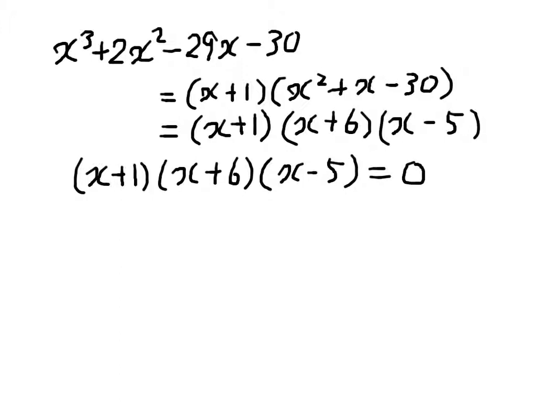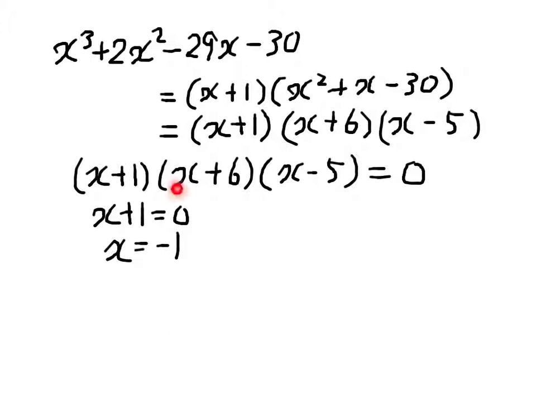Okay, so 0 times anything will give me 0. So I'm going to find the value of x that makes this part equal to 0. So x plus 1 must be 0. Therefore, x must be minus 1.